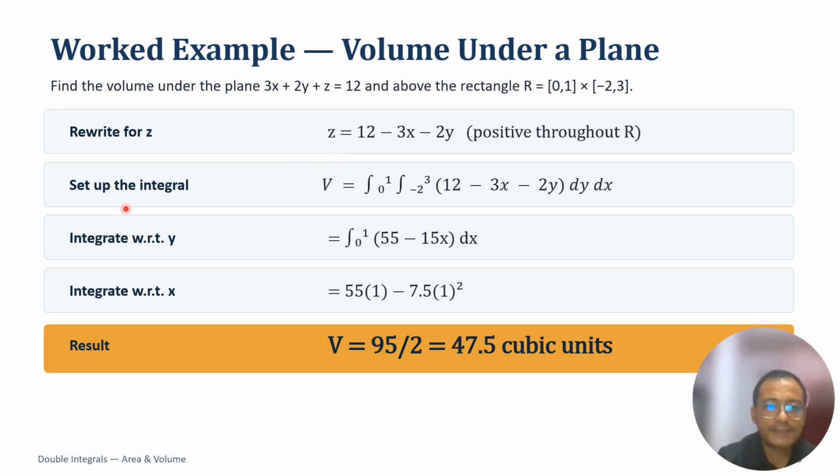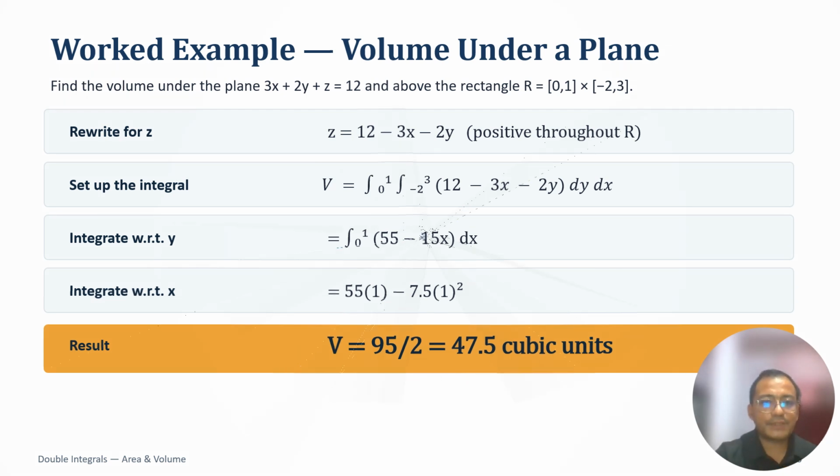In this way, we set up the integral: V is equal to the integration from 0 to 1 and the integration from -2 to 3 of (12 - 3x - 2y) dy dx. While integrating with respect to y, we'll get this. And again, we're integrating with respect to x and setting the lower and upper limits of the integration. So we'll get the final volume, 95/2 cubic units.